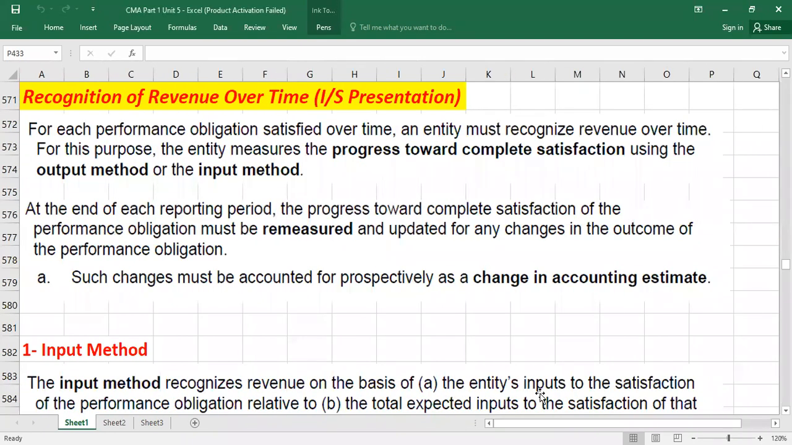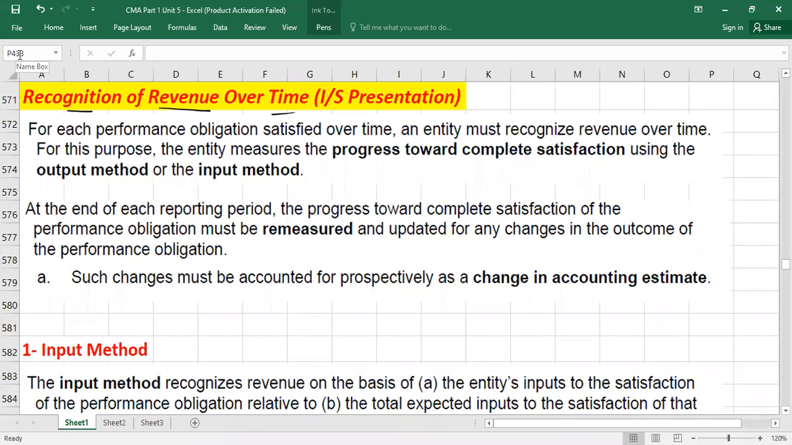So today we are going to discuss what? Recognition of revenue over time. First I'm going to explain, as we discussed last week, revenue recognition at a point in time. Actually, it is about IFRS 15, in IFRS terms. Its name is Revenue from Contracts with Customers.